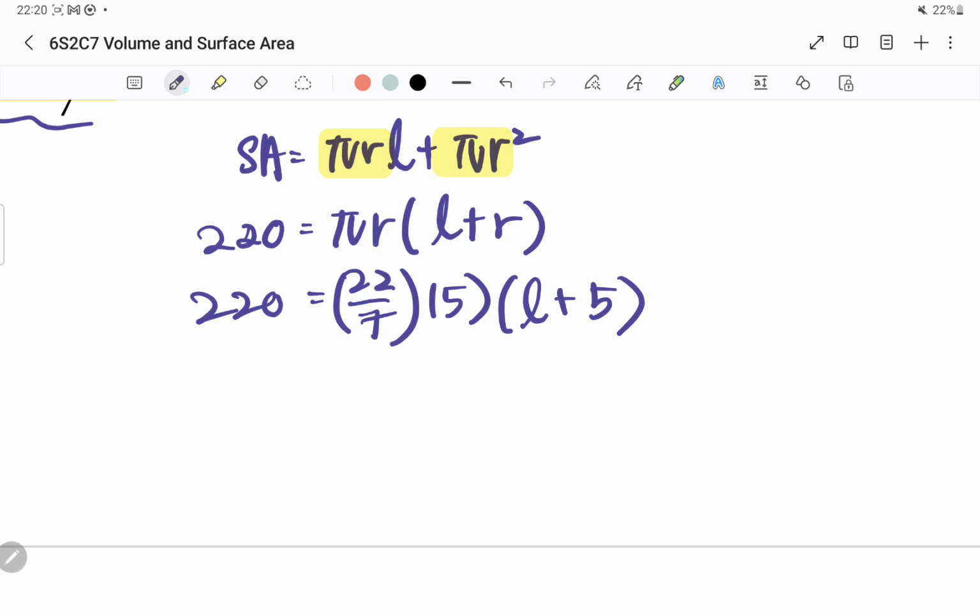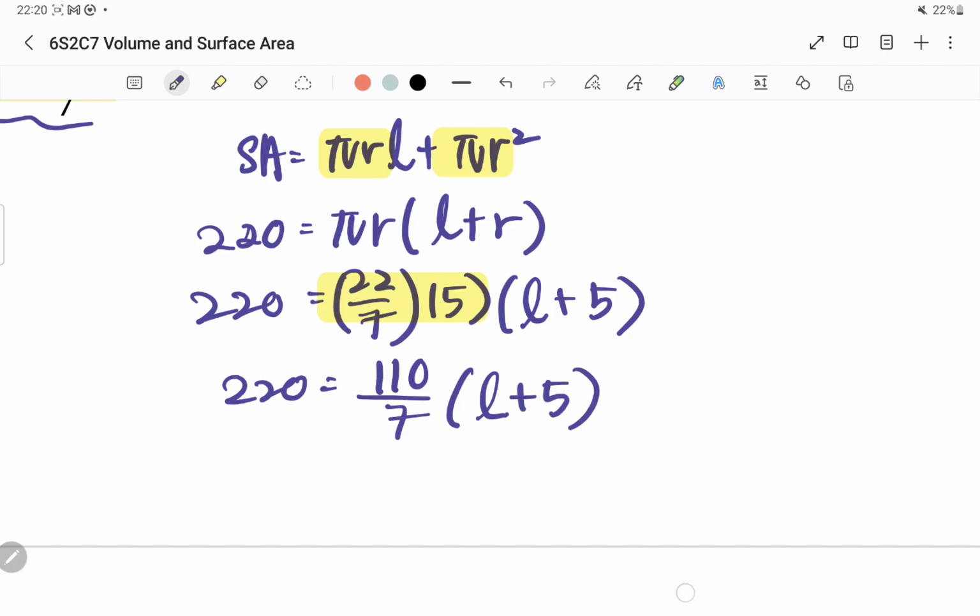So let's say, for example, I bring my 5. What I can do is multiply them first. So you have 220 equals 22 over 7 times 5, then you will divide by 7. Okay, so here you should get 110 over 7, multiplied by the length plus 5. Then next, you pull this, multiply, go to the other side, and it becomes division.